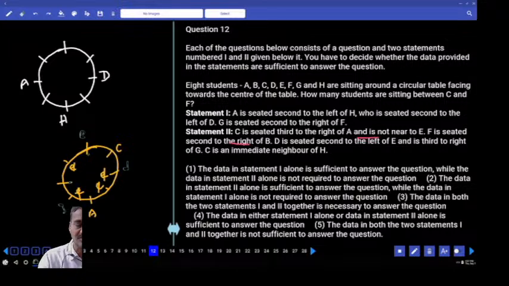F is seated second to the right of B. Is it possible here? No. Hence, E cannot be at this place. As E cannot be here, can we fix E at this place or not?